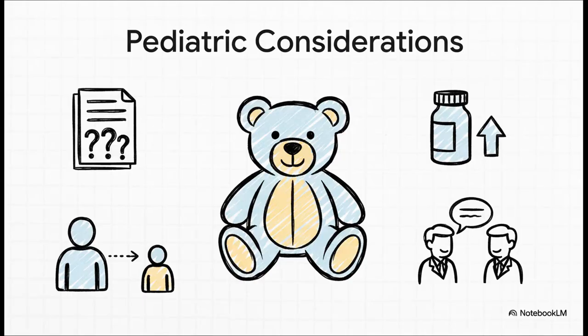Treating kids, though, that's a whole other level of complexity. There is a serious lack of good pediatric-specific data, so almost everything we do is an educated guess based on adult studies. Take daptomycin. You often need much higher doses per kilogram in kids to get the same effect. Given how high the stakes are, getting a pediatric ID specialist on board isn't just a good idea, it's essential.